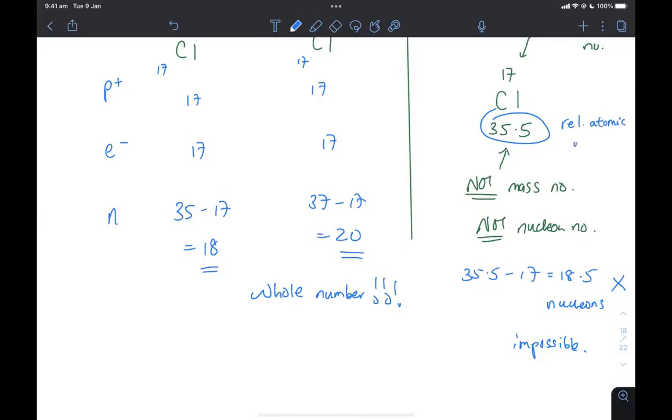That is because this is relative atomic mass. The definition, Cambridge said, candidate should be able to define it. If you cannot define it, I'm sorry, Cambridge already told you so. I already told you so. You just didn't want to listen, okay? It's to do with average mass.